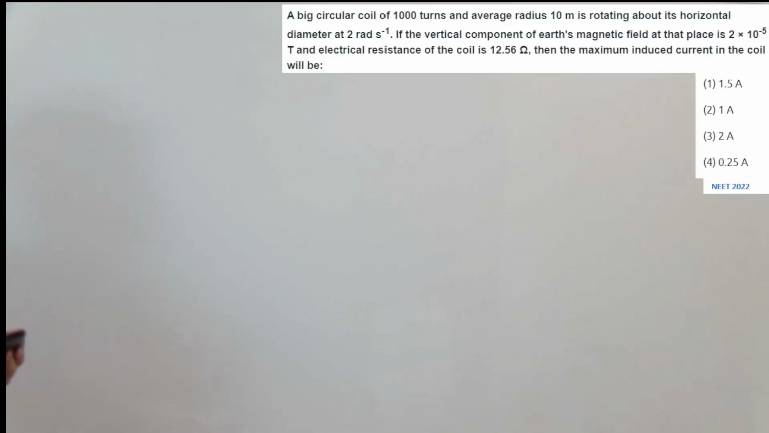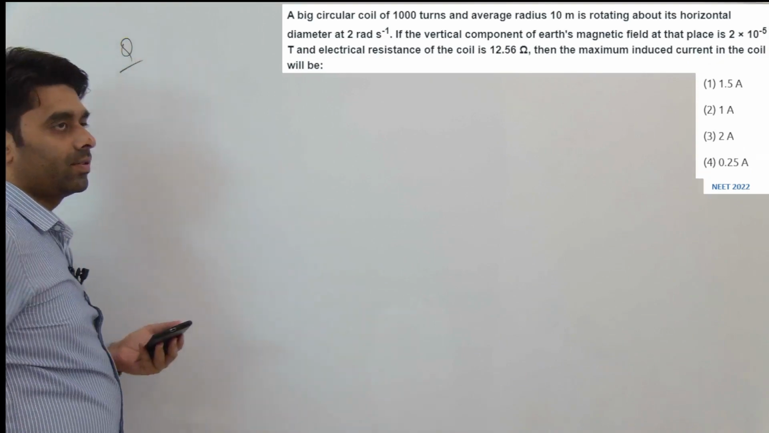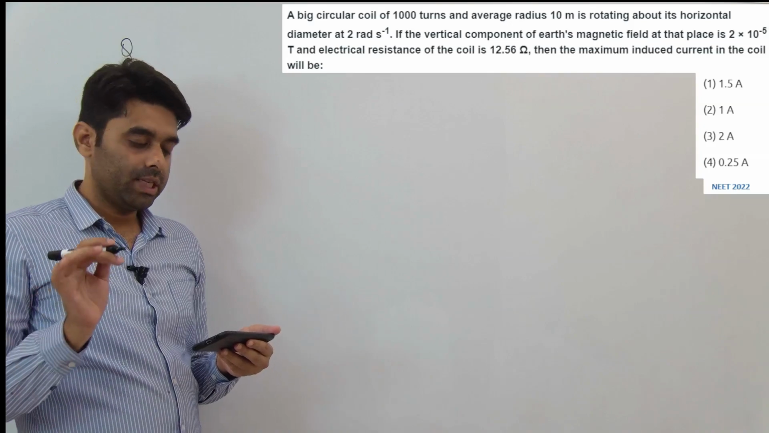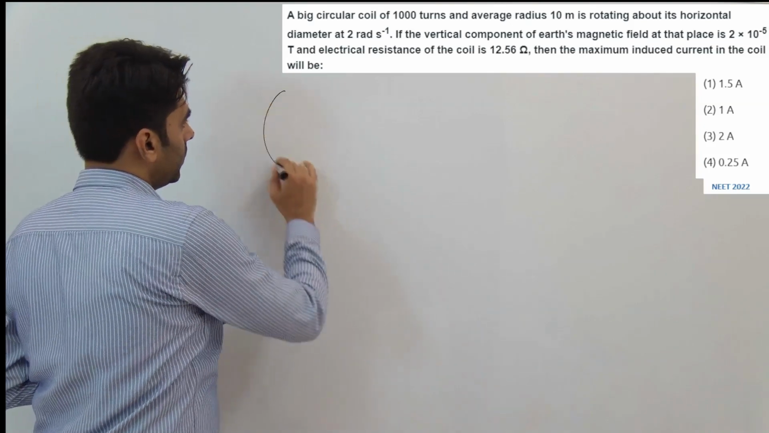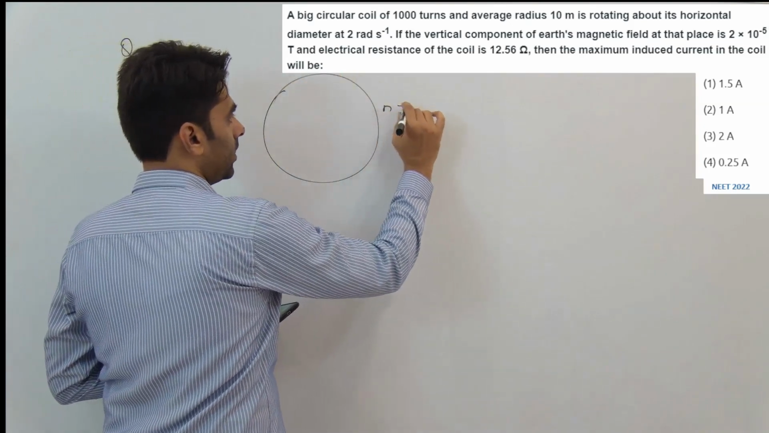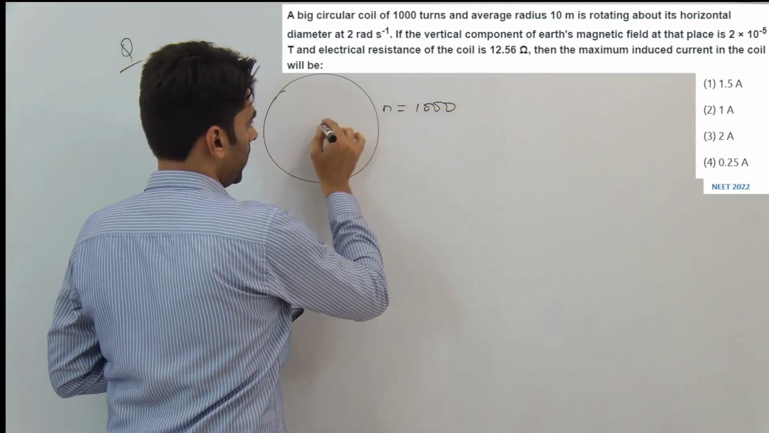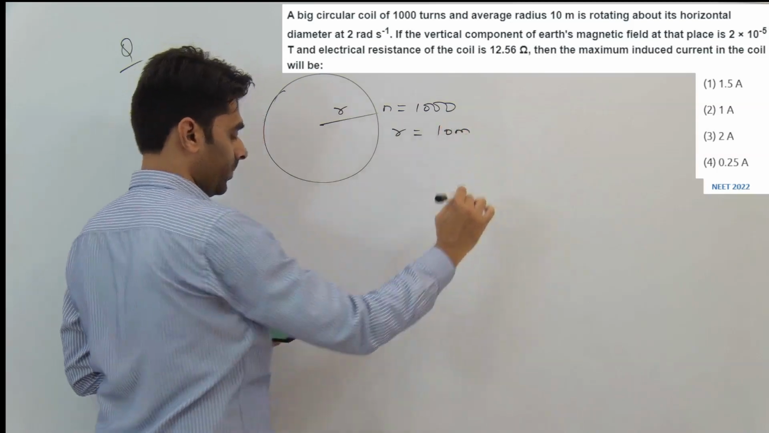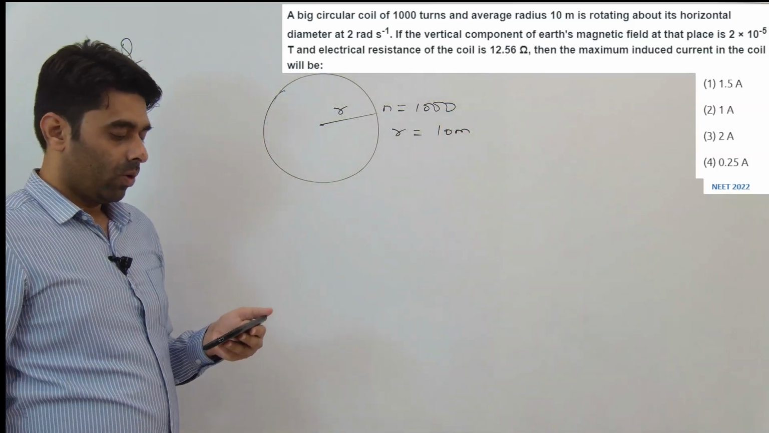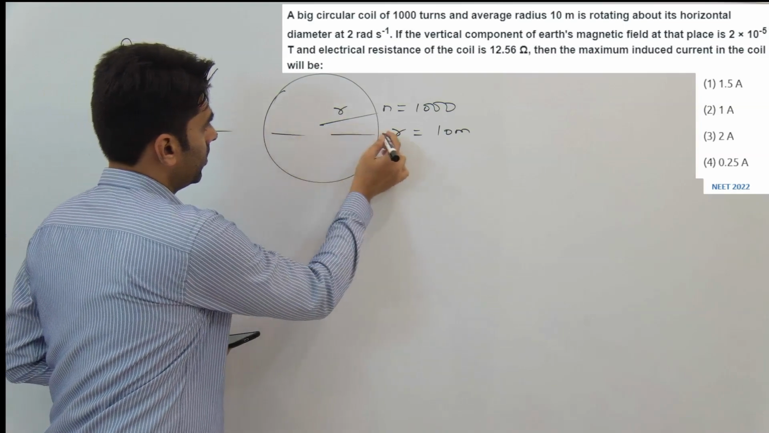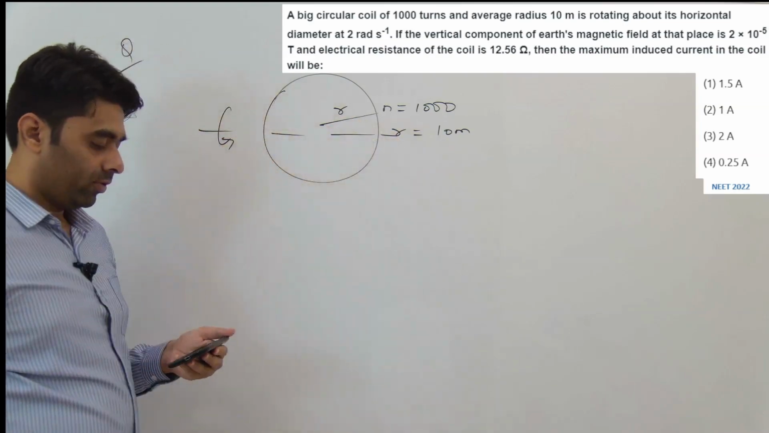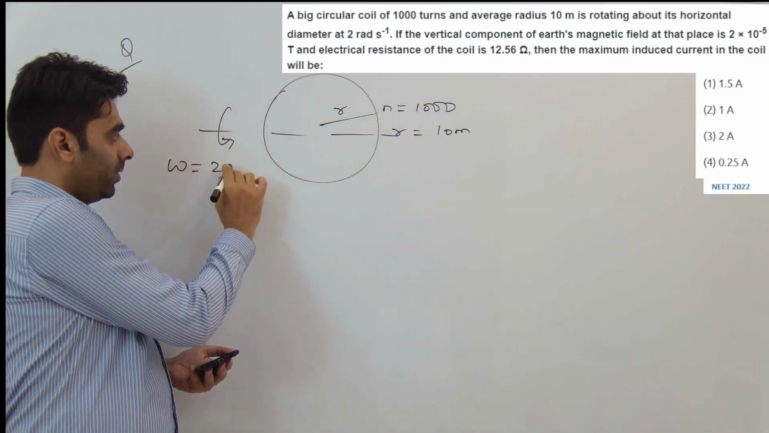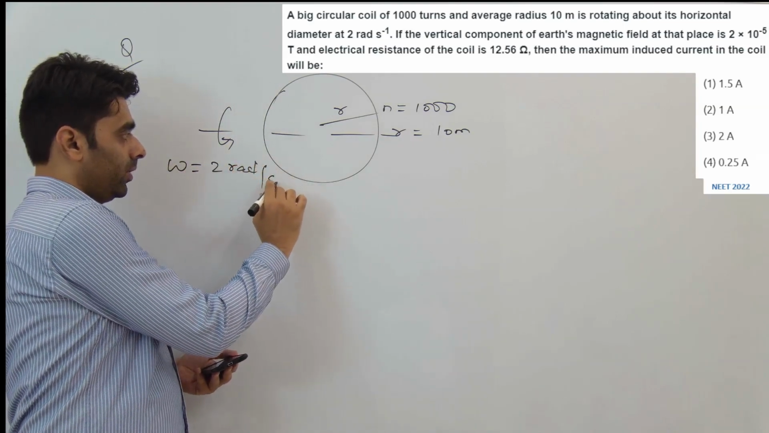So our next question, let us see. It says a big circular coil of 1000 turns and average radius of 10 meter. Circular coil is there, turns are 1000 and average radius r is given as 10 meter. It is rotating about its horizontal diameter at 2 radian per second. That means omega, the angular speed, is given to us as 2 radian per second.